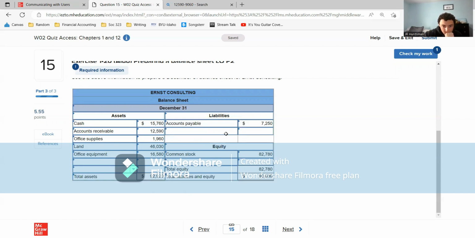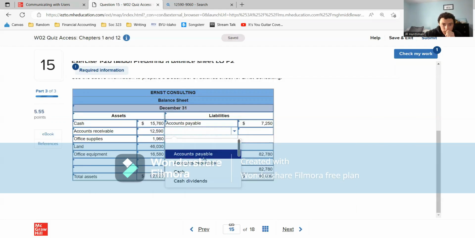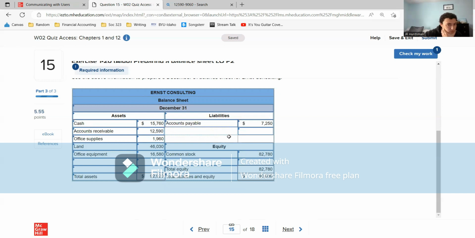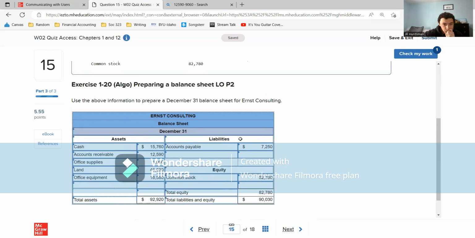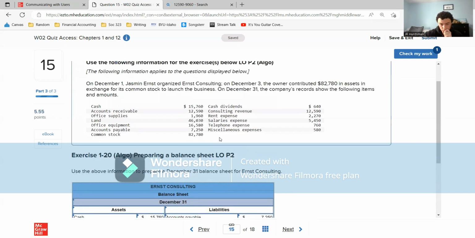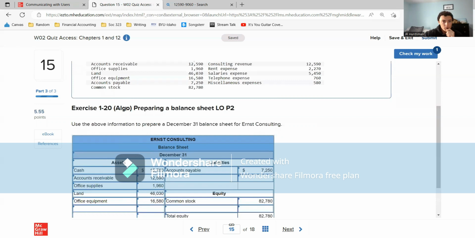I feel like there has to be one for liabilities. Let's see. Yeah, total liabilities. Here we have our cash, receivables, office supplies, land, office equipment, account payable, common stock.